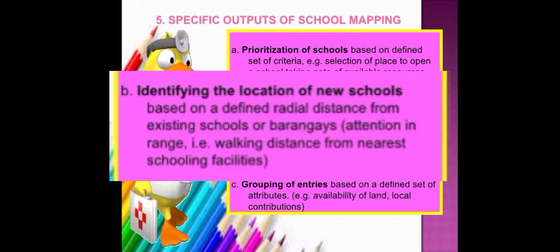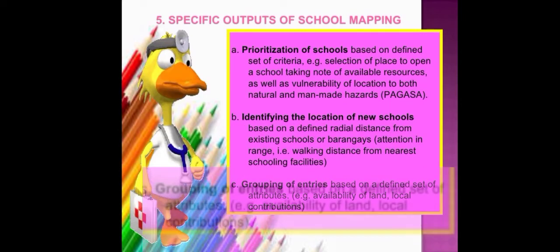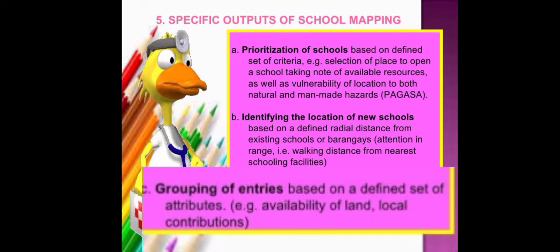B. Identifying the location of new schools. Based on the identified radial distance from existing schools or barangay. Attention in range. Example, walking distance from nearest school's facilities. C. Grouping of entries based on a defined set of attributes. For example, the availability of land, local distribution.